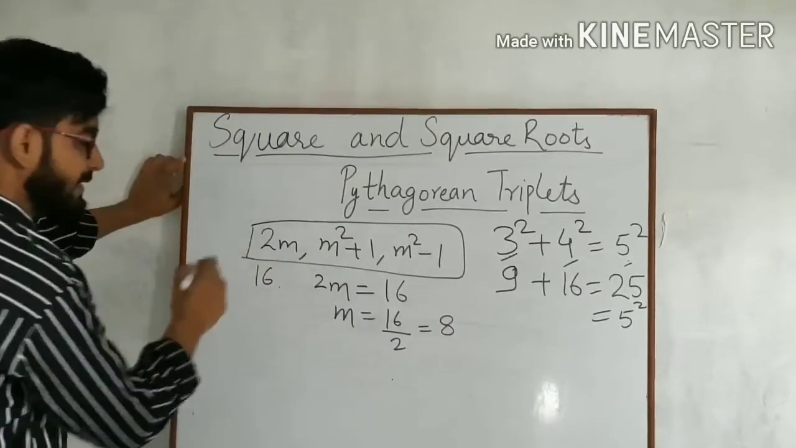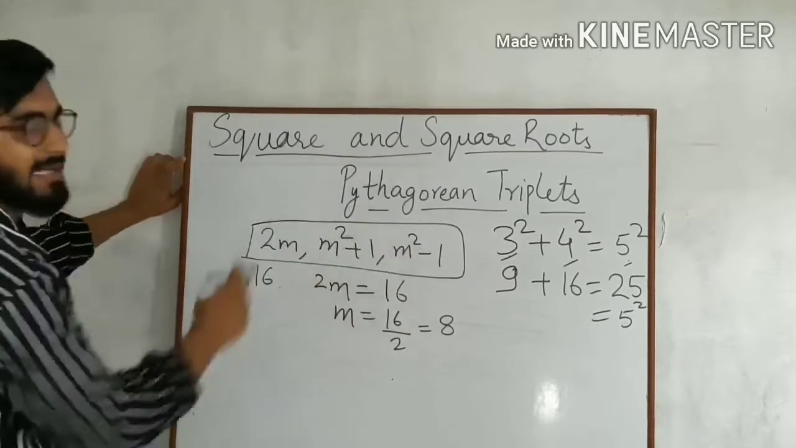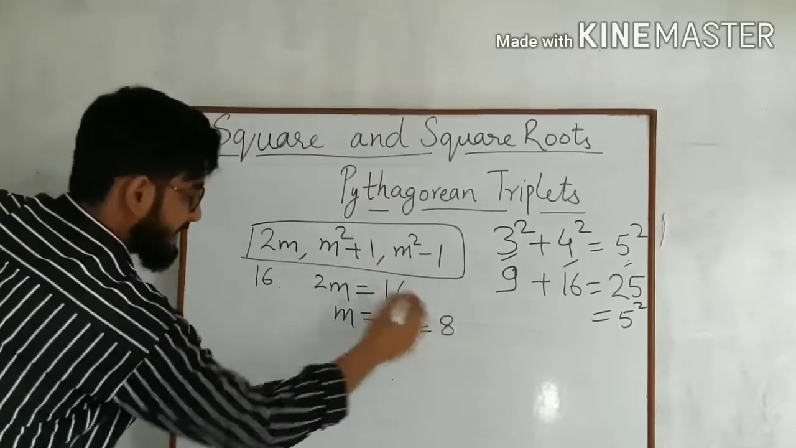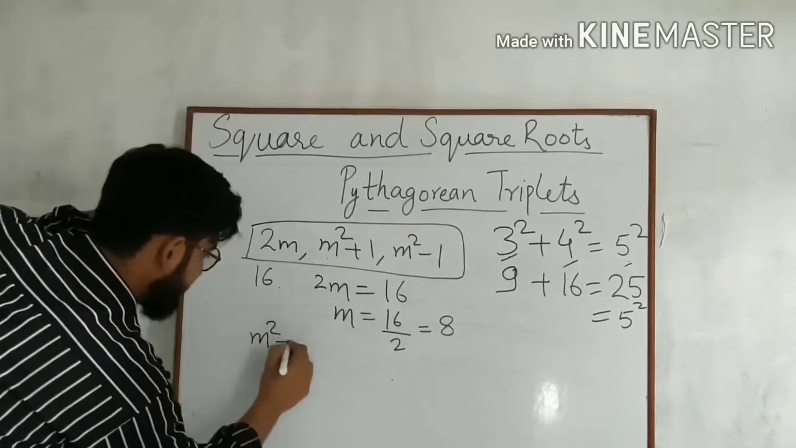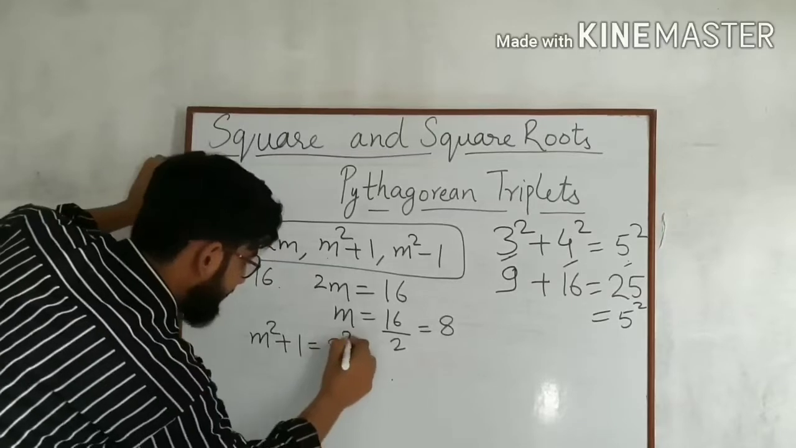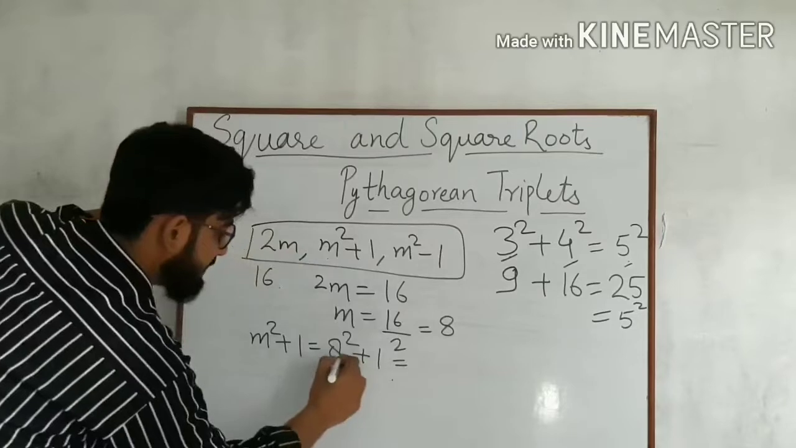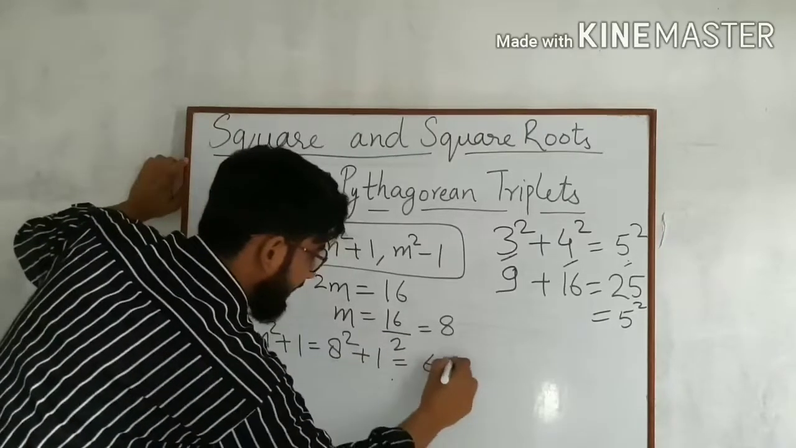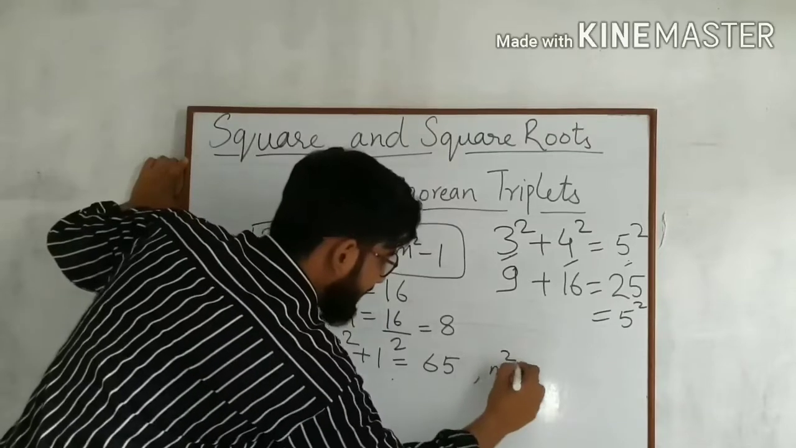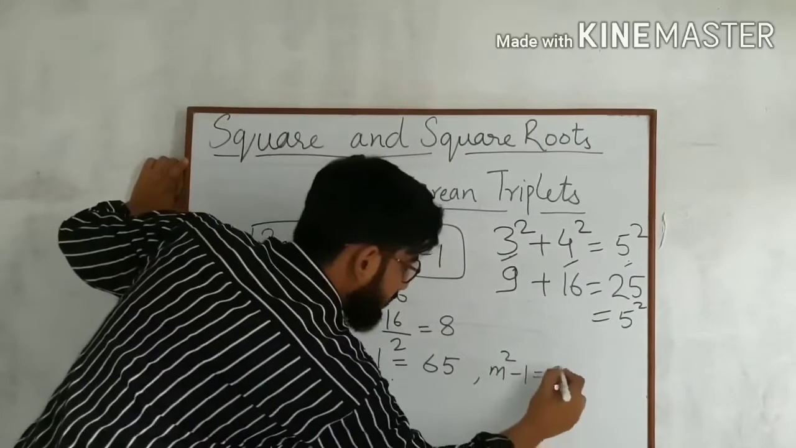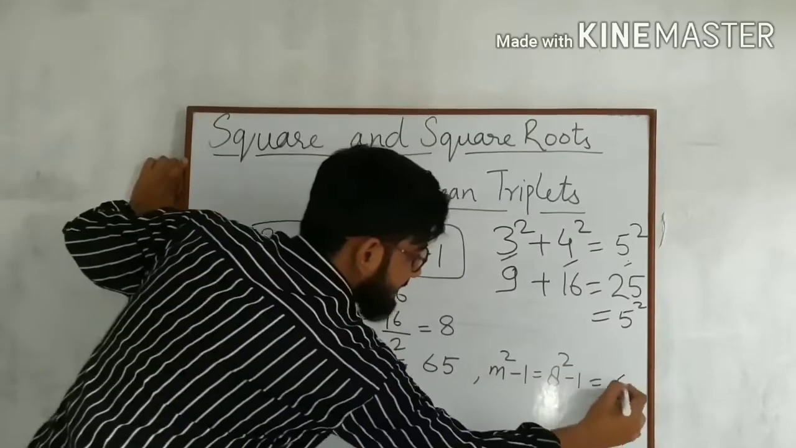Now you already know one member, that is 16. With the help of m, you can find the other two members also. So m is 8. Just put the value of m here. Then m square plus 1 is equal to 8 square plus 1, which comes out to be 64 plus 1, that is 65. Similarly, m square minus 1 is equal to 8 square minus 1, which is 64 minus 1, 63.